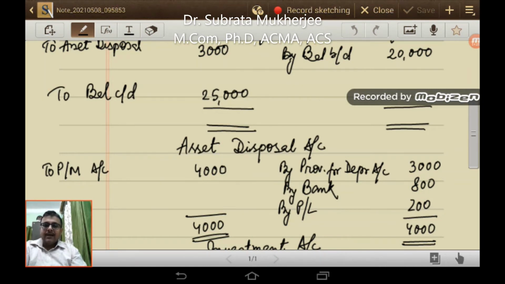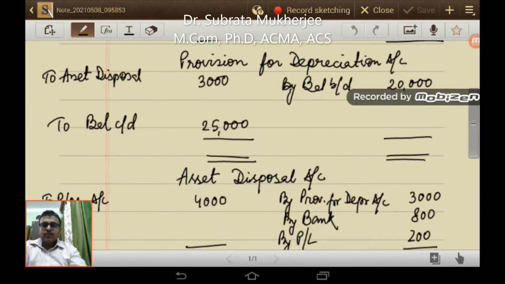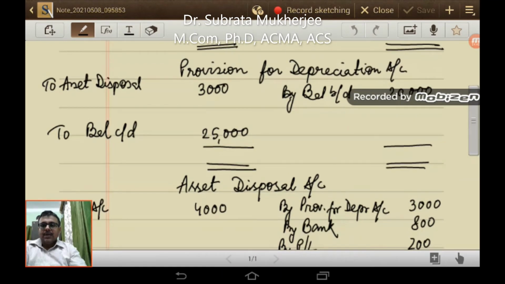So by bank I have written 800, and profit and loss account that there is a loss incurred by selling or disposing this asset for rupees 200. So in asset disposal account I have written by provision for depreciation 3,000. So I have to transfer this balance of provision of rupees 3,000 to provision for depreciation account. In provision for depreciation account I have written to asset disposal account 3,000.